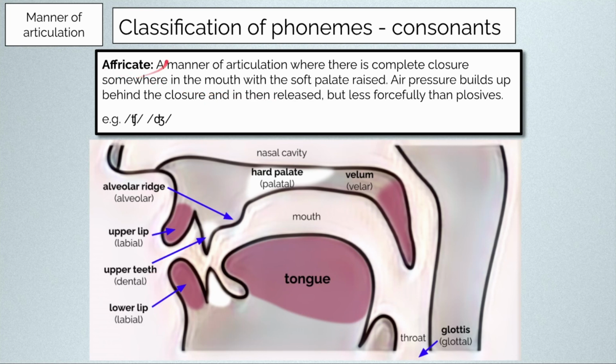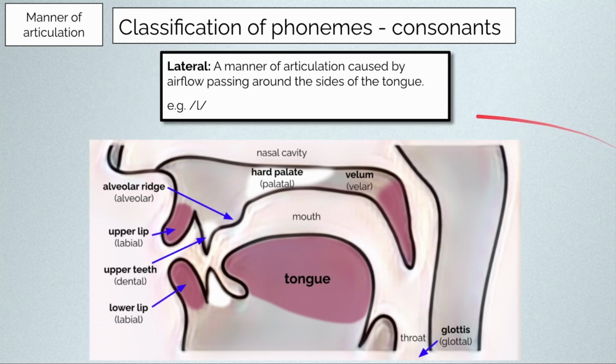Affricate is a manner of articulation where there is complete closure somewhere in the mouth with the soft palate raised. Remember, the velum is the soft palate. Air pressure builds up behind the closure and is then released, but less forcefully than plosives. There's two in English, ch and j. So similar to plosives, but less forceful, and the soft palate here is raised.